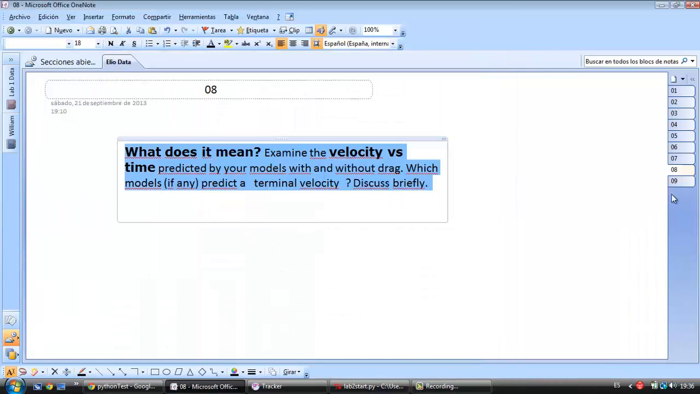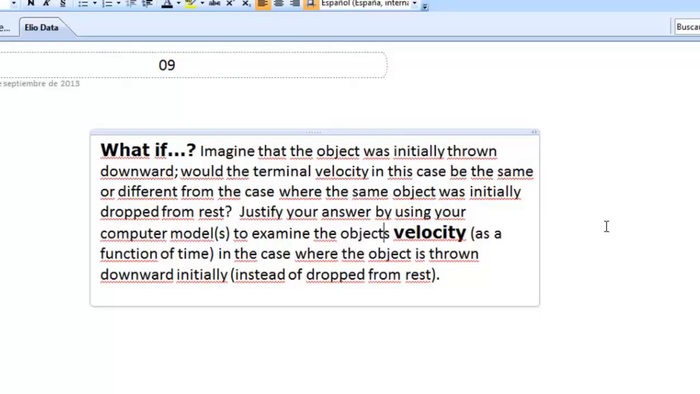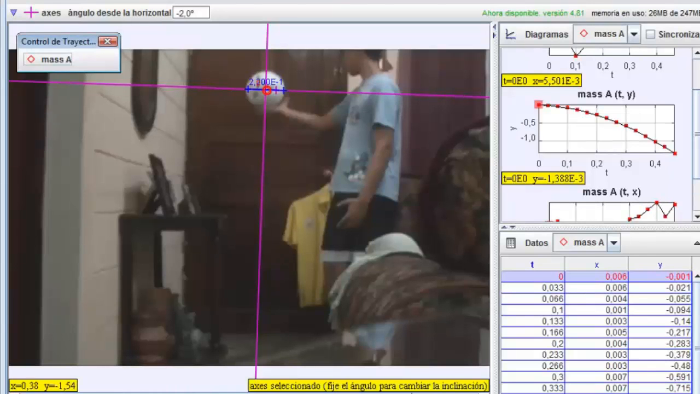So we're going to answer the second question. Imagine that the object was initially thrown downward. Will the terminal velocity in this case be the same or different from the case where the same object was initially dropped from rest? Justify your answer by using your computer models to examine the object's velocity as a function of time, in the case where the object is thrown downward initially instead of dropped from rest. In my opinion, the velocity will change. Why? Because if it was thrown downward and not from rest, then it will have an initial velocity, and that will cause the terminal velocity to change.